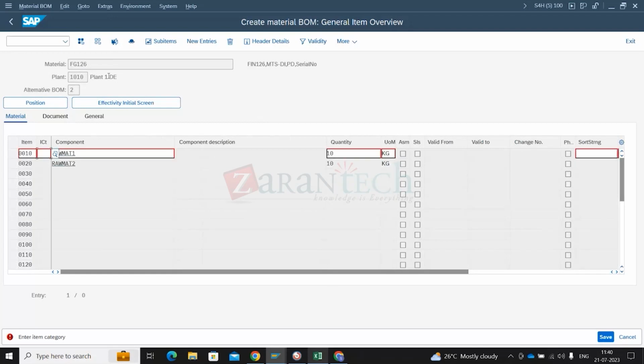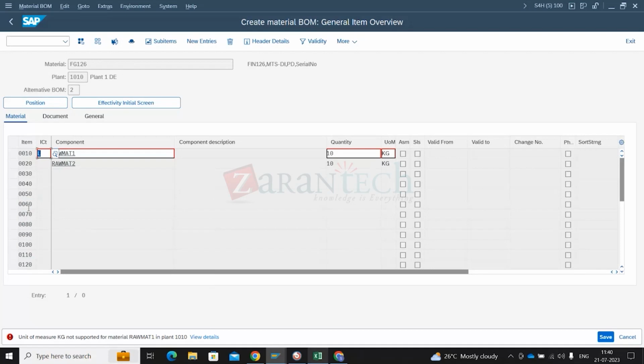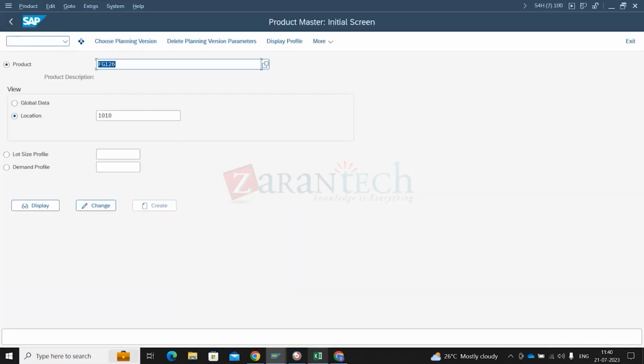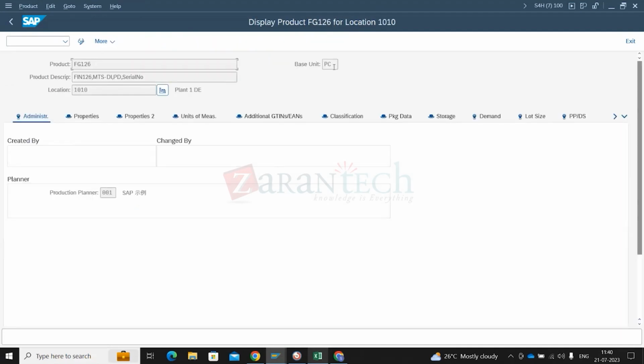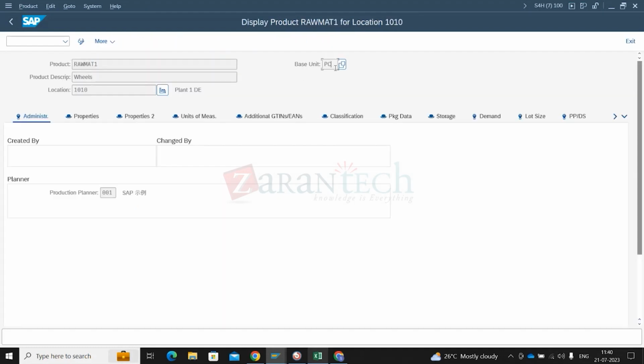Press enter. Item category is L always for the bomb. This is a stocking item. KG is not supported for material raw mat. Why? So what is the base unit that we selected for this raw mat? I think PC. So base unit for the finished good is pieces, we need to make it consistent. Okay, this is pieces, and raw mat is also pieces.